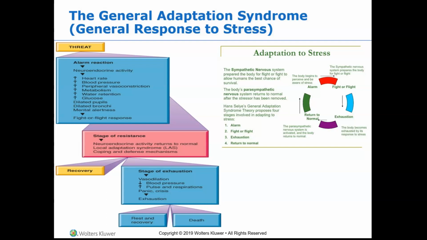And then we have the stage of exhaustion, which is stage 3. The adaptation that the body made during the second stage cannot be maintained. The ways used to cope with the stressors have been exhausted. And then we have stressors stimulate the sympathetic nervous system, which in turn stimulates the hypothalamus. The hypothalamus releases corticotropin-releasing hormone, or CRH.